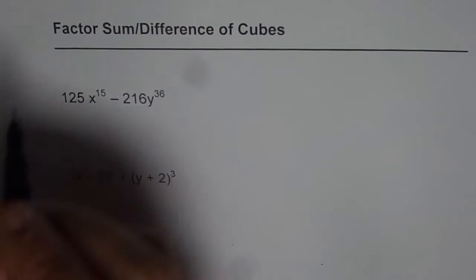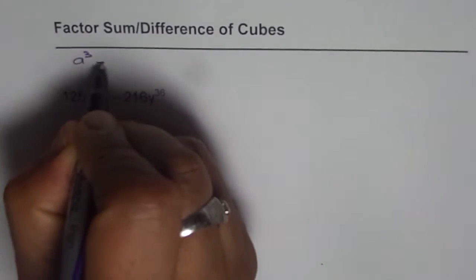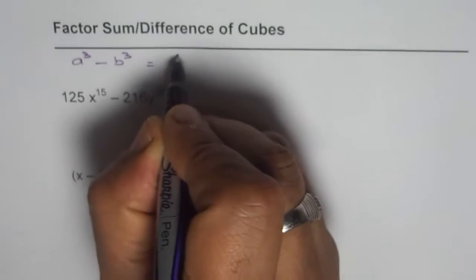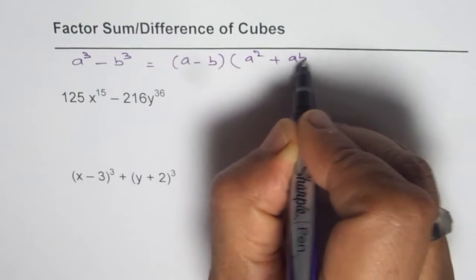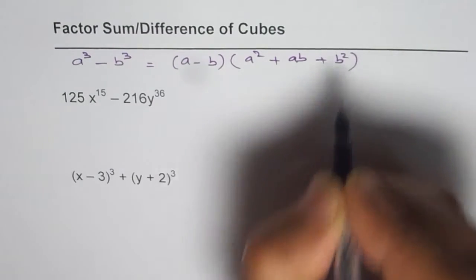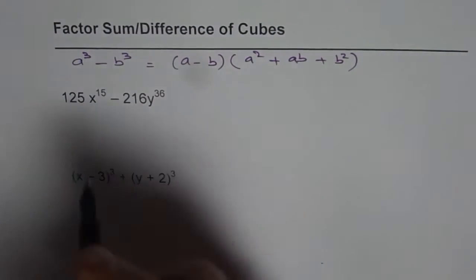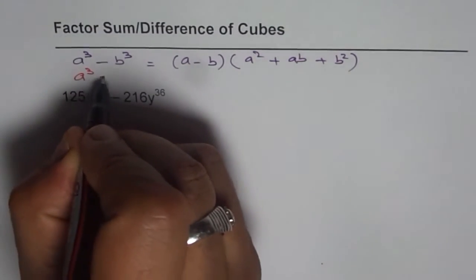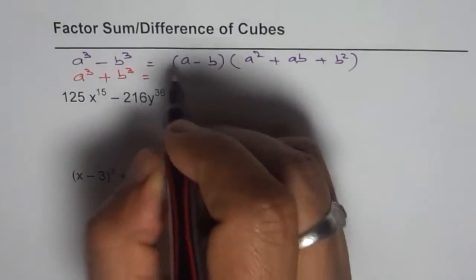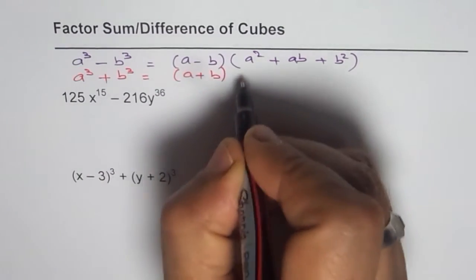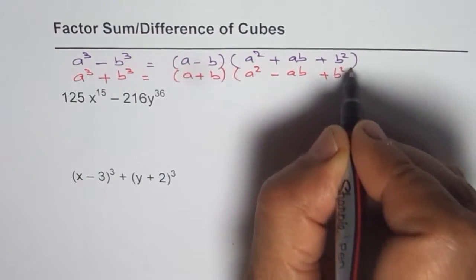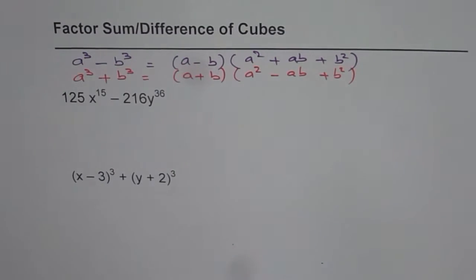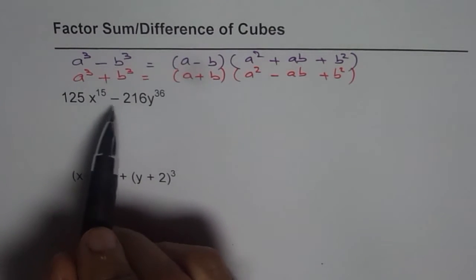The difference of cubes formula is a cube minus b cube equals a minus b times a square plus ab plus b square. And the sum of cubes formula is a cube plus b cube equals a plus b times a square minus ab plus b square. Correct? That's the formula. Now in the given question, what we can do is write them as cubes.